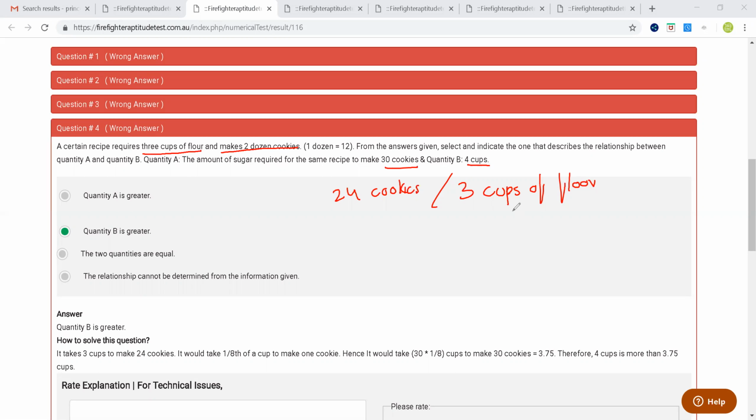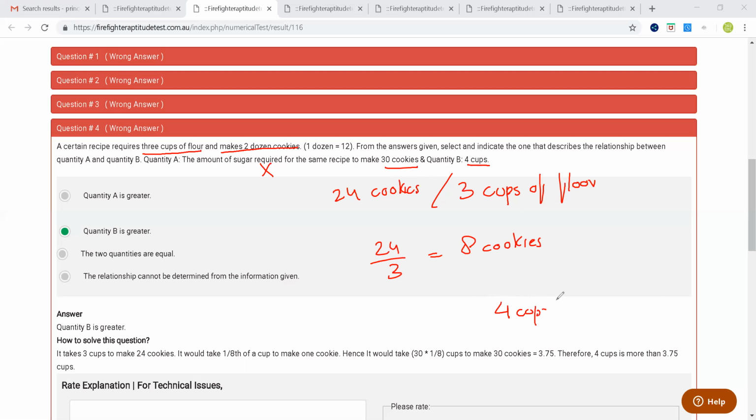Quantity relationship, right? Quantity A is the amount of sugar required for the same recipe to make 30 cookies. The amount of sugar is going to be less because it has no relation with the flour, right? The cup amount is more because that is the flour. So you can understand how with 1 cup how many you can make. 24 divided by 3, so you will realize that it's 8 cookies you can make. So in order to make 30 you need 4 cups, right?